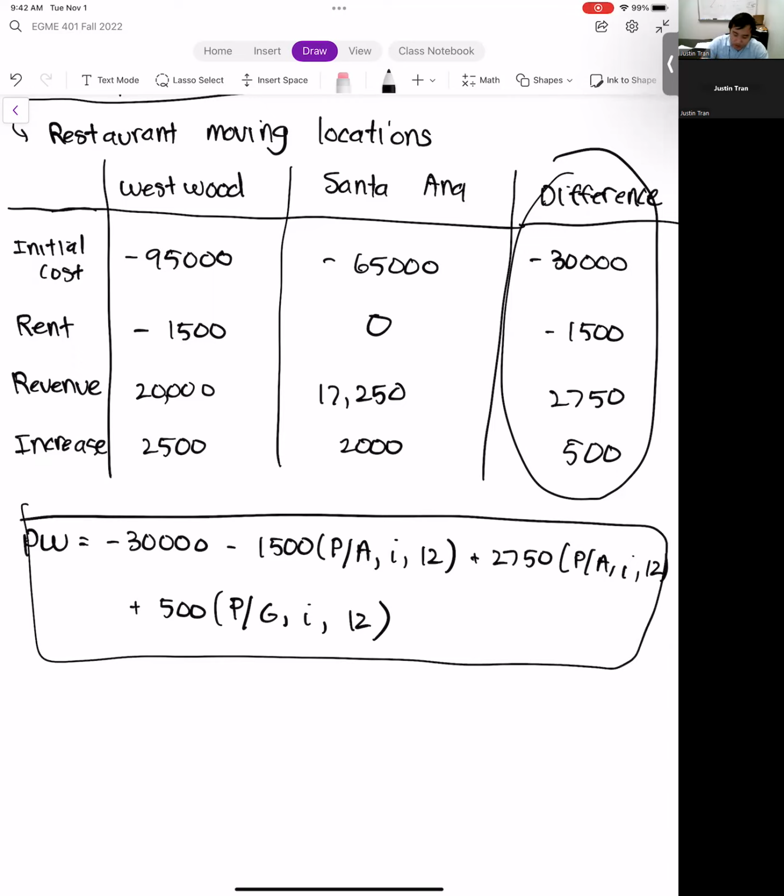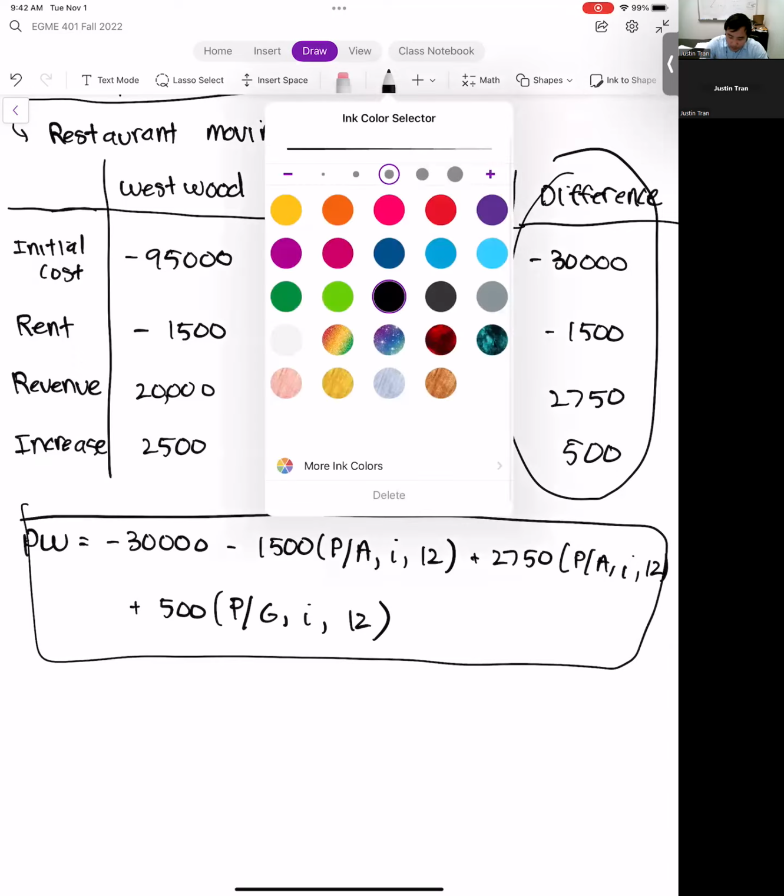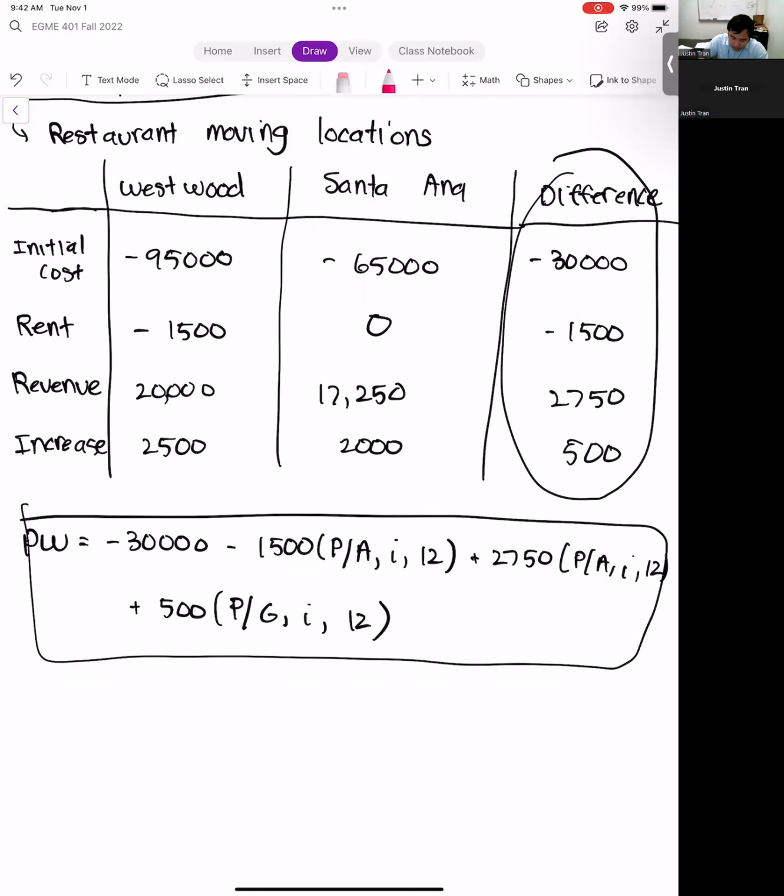Okay, so we've set up our present worth equation here. And so what we can do from here is that, of course, we can't evaluate this unless we assign an interest rate, because we don't know what all of these conversion factors are. Okay. All right, so what you're going to do from this point in the problem is plug in different values for the interest rate into this expression, and then you're going to get different values of the present worth.